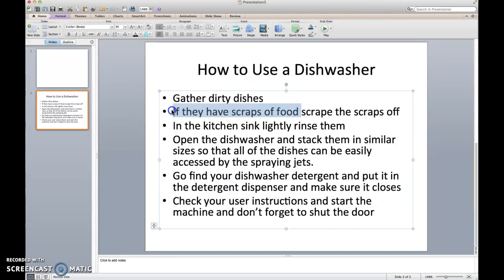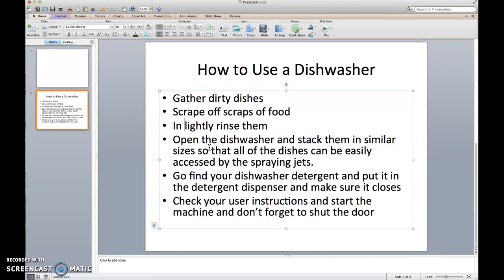Scrape, and this idea, what I'm going to do here is I'm going to focus on putting the most powerful verb first. Okay, so looking at this phrase, it's kind of like, hey, if they have scraps of food, scrape the scraps off. No, just scrape off, scrape, and I'm going to capitalize scrape off scraps of food. Okay, we're trying to get short, succinct, bold lines. In the kitchen sink, lightly rinse them. Nobody really talks like that, but I had to make the example anyway. Lightly rinse off. You could actually just leave that. Gets the point across, right?